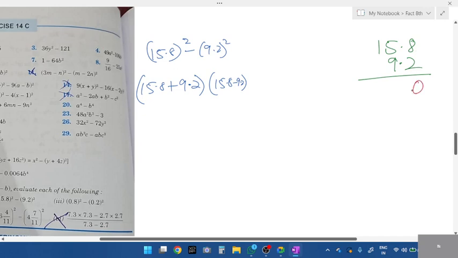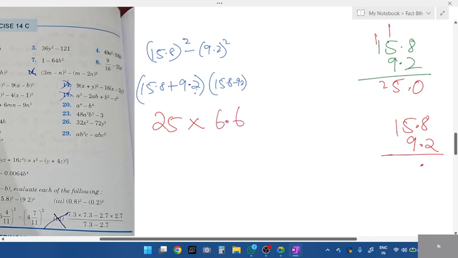8 plus 2 is 10. 0 carry 1. 15. Yes. 25. Remove this point 0. Ignore point 0. 25 multiplied by the subtracted value. 18.5 minus 9.2. Very good. 6.6. Isn't it tough to calculate 6.6 and 25?